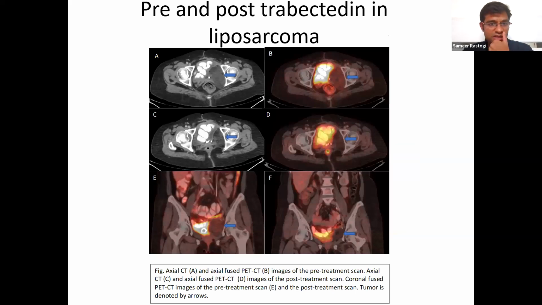So this is one of our patients with dedifferentiated liposarcoma. As you can see, this is pre-trabectedin and this is post-trabectedin. The patient is still well, almost 7-8 months after trabectedin start, and it's going well. Trabectedin is non-cumulative. For a fraction of patients, it can be a wonderful drug.